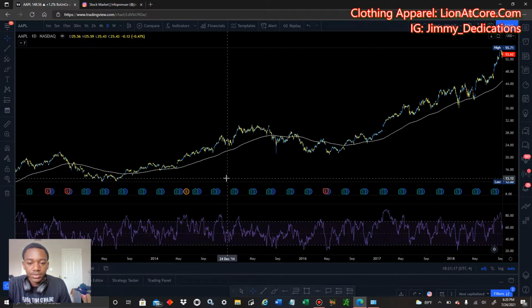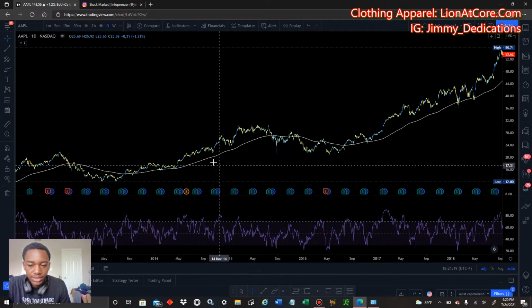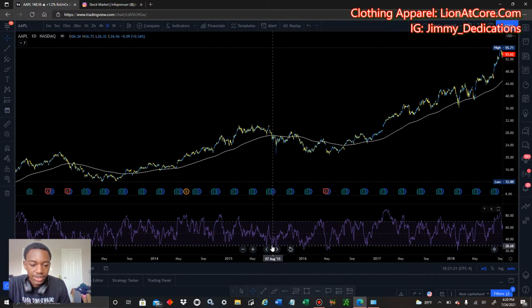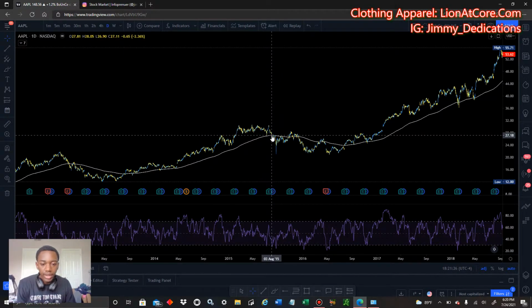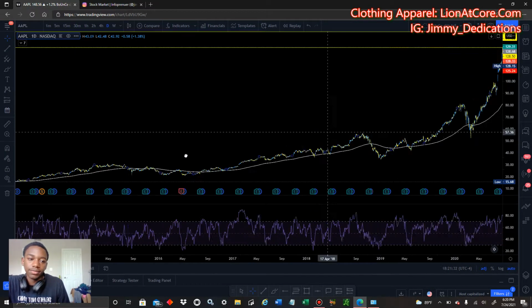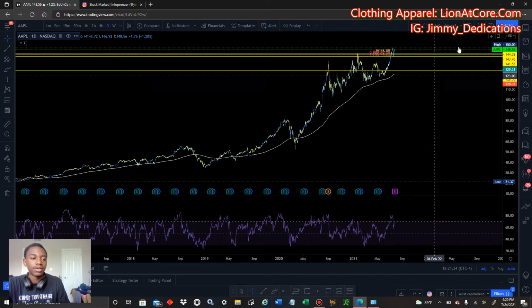So look at Apple. 2015, you was looking at Apple. Boom, right here. You see it get to the bottom of this RSI. Boom, you see it get to this white line. You could buy it right here for a long-term outlook. You bought on a pullback, and look, 5 years later, look where it's at now.